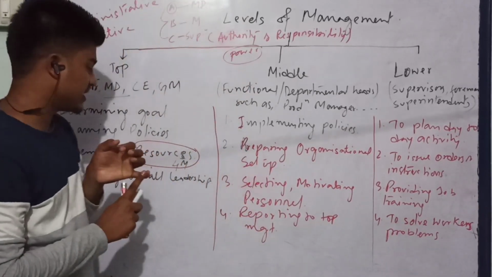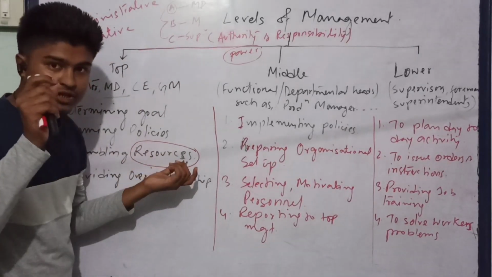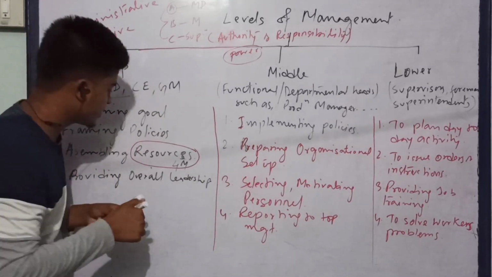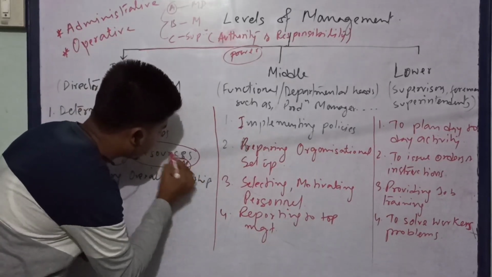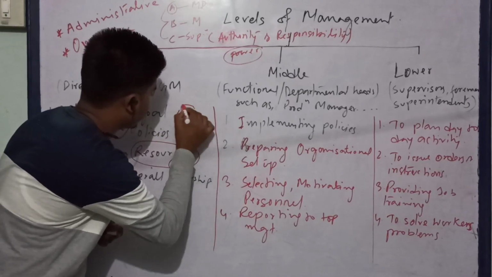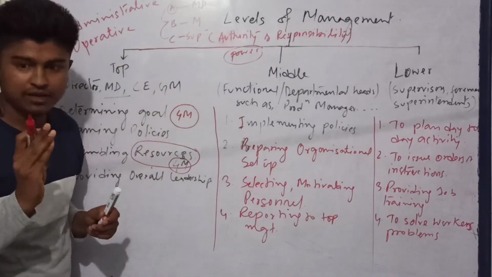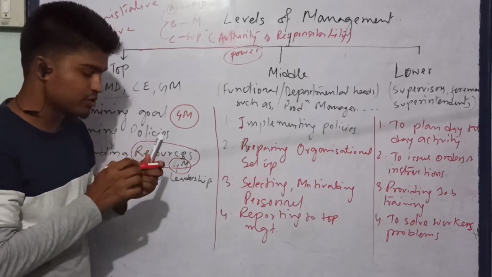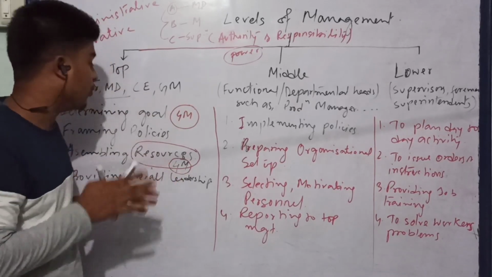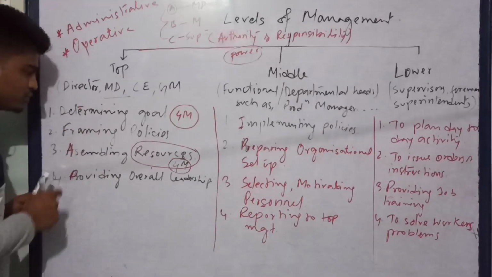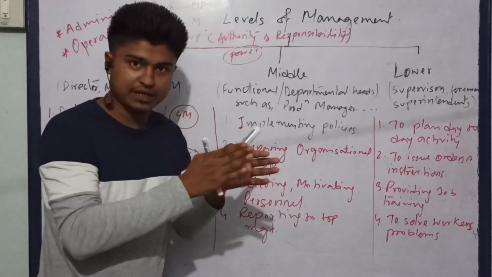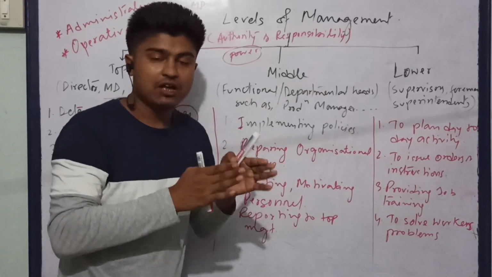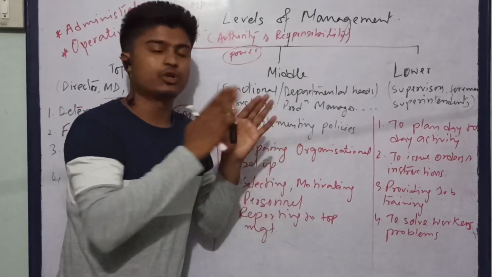In other words, in a very short term, we can denote the resources as 4M. 4M means man, material, machine, and money. These 4 resources are termed as 4M. Now, assembling these resources, man, material, machine, and money, is the function or duty of top management.